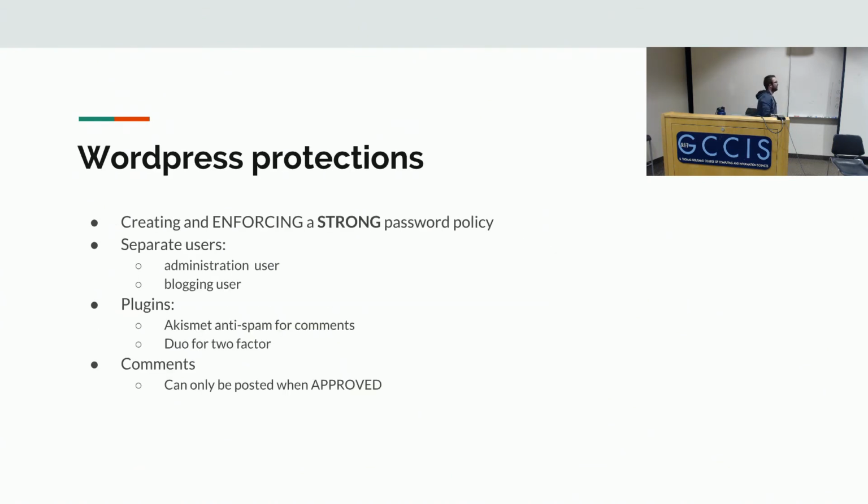WordPress protections. Creating and enforcing strong password policies are good. Having separate users, right? An administrative user and a blogging user. Have two separate things. Plugins, I try and minimize the amount of times that I use plugins, but there are really two good ones here. The Akismet one, which is used for comments, helps you with spamming. WordPress just gets hit with spamming comments everywhere. I think the last time I looked at it, I had 5,000 comments, and I cleaned it out last month. So in the past month, I've gotten like 5,000 spamming comments, so this helps make sure it takes care of all those.